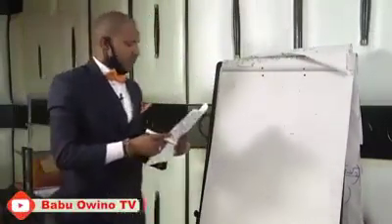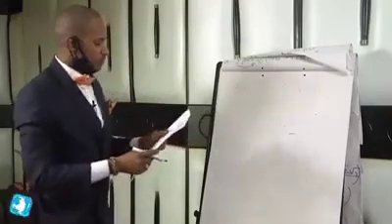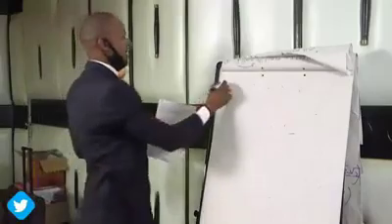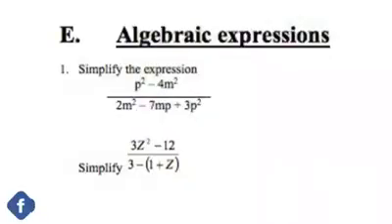We've finished with the logarithms. We go to algebraic expressions. Question number 9: p squared minus 4m squared divided by 2m squared minus 7mp plus 3p squared.